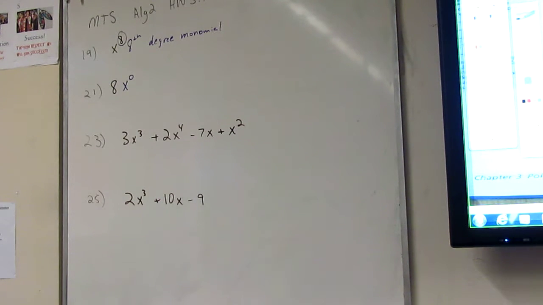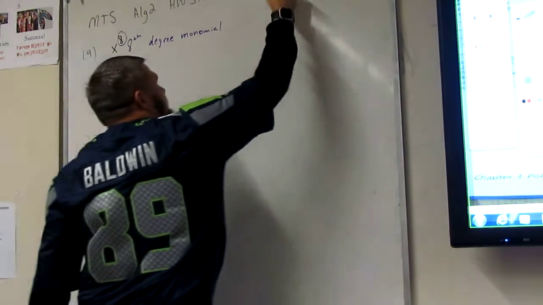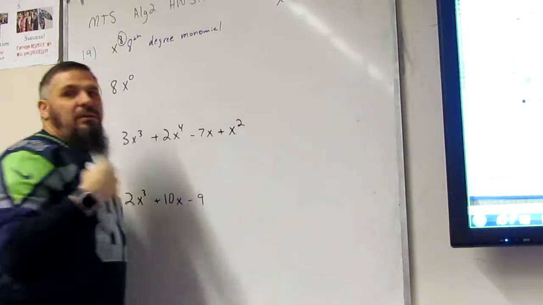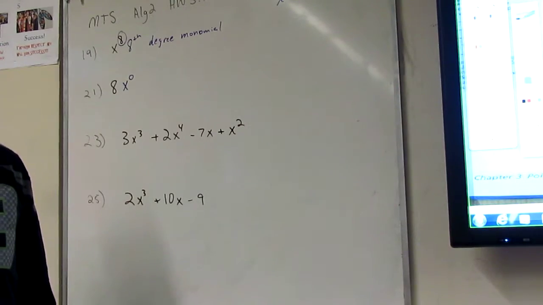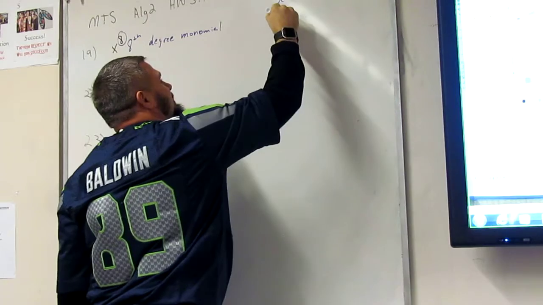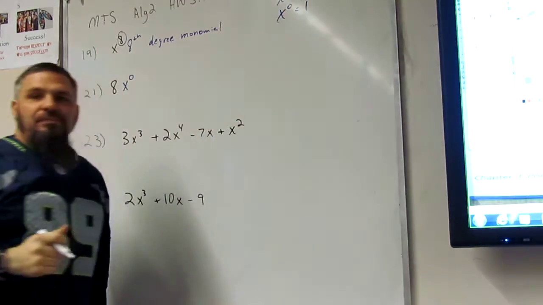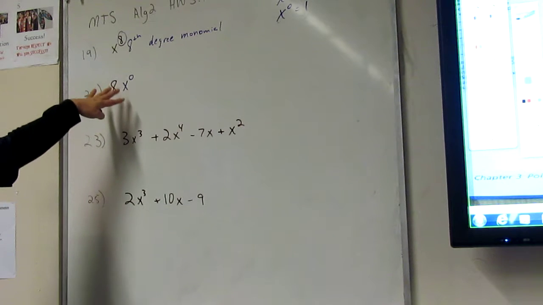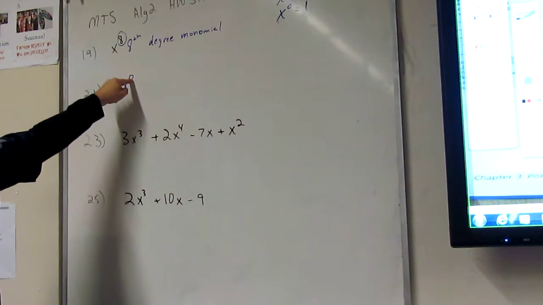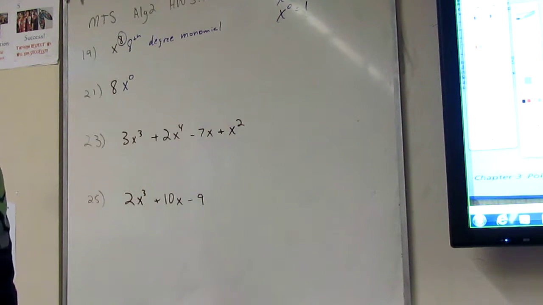X to the 1 would be an x. X to the 0 would be a 1. So there's no x here. Does that make sense? Kind of remember it that way. There's 0 x's there.